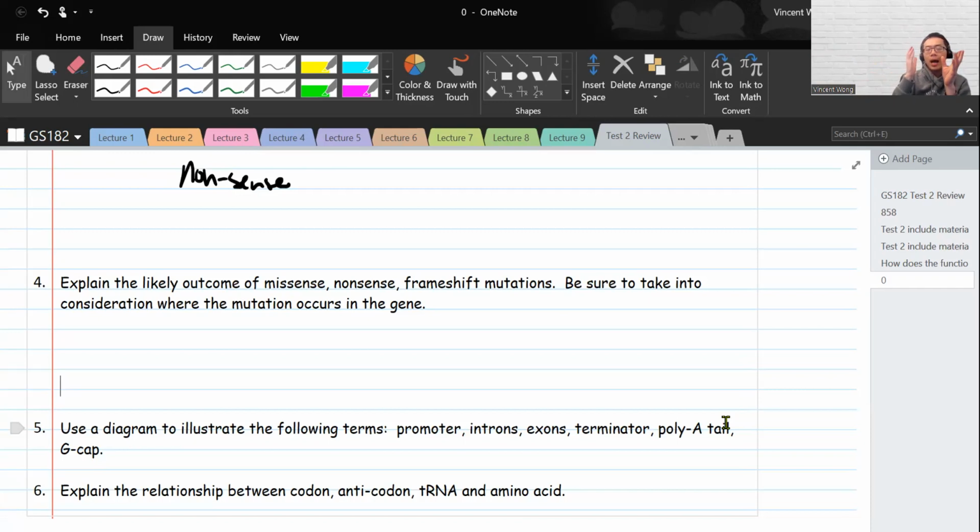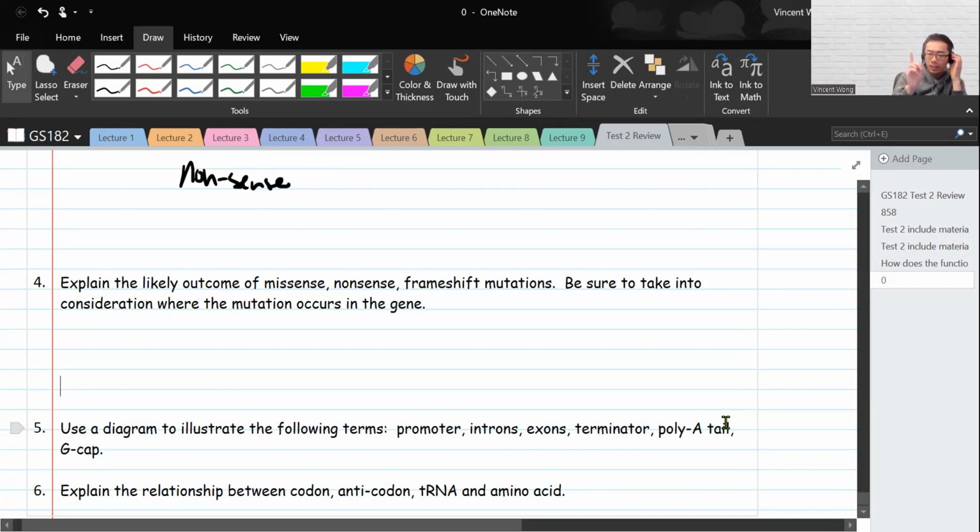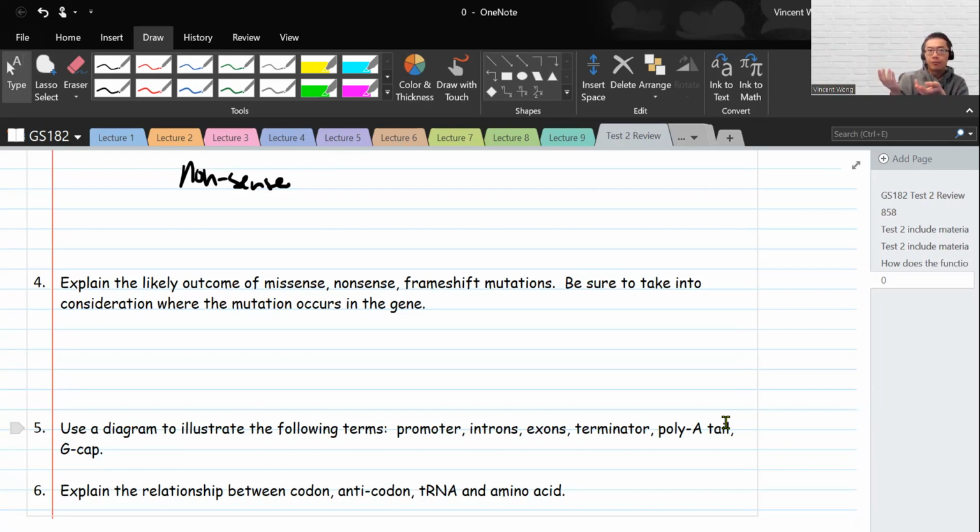So the outcome of these things depends on where it happens. Missense mutation means you only change one amino acid, sorry, not one nucleotide, one amino acid. And depending on where it happens, it might not have a significant outcome. If it happens in a place of a protein that's not vital for its structure, then maybe you're not going to notice it. But if it happens in the active site of an enzyme, that could change everything.